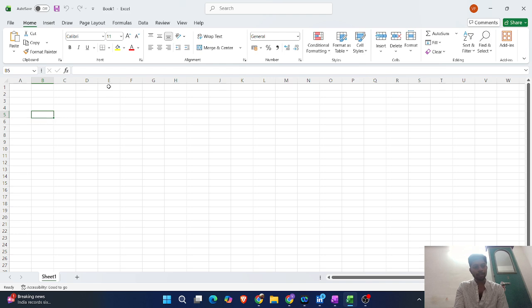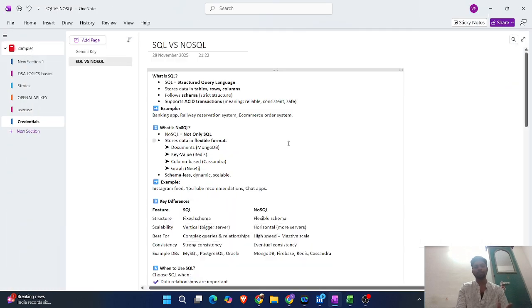In SQL, let's say you have five columns, it has to be fixed for all the 10 rows. And let's say you don't have the data, you have to make it null, right? The empty one, but the column has to be present across all the rows. That's a major difference between SQL and NoSQL. Okay, so that is what they're mentioning.